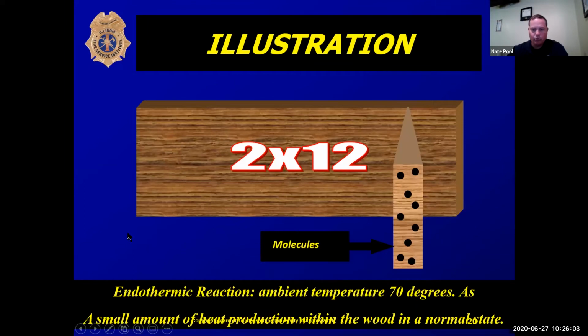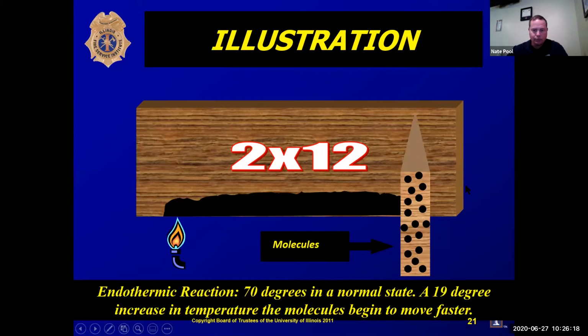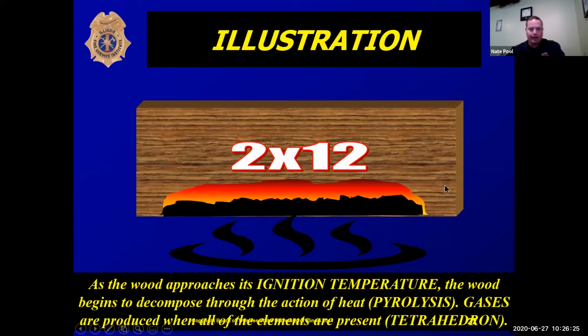So we're going to talk real quick about endothermic reaction. This is the reaction within whatever is starting to heat up. At ambient temperature, at 70 degrees, we get a small amount of movement in the molecules, not much. But as we raise it another 19 degrees, those molecules begin to shake and move. And as that temperature increases, if it hits its ignition temperature, you're going to get pyrolysis.